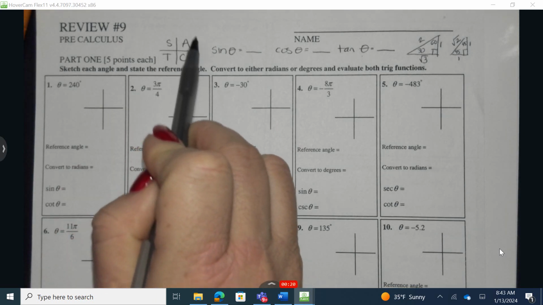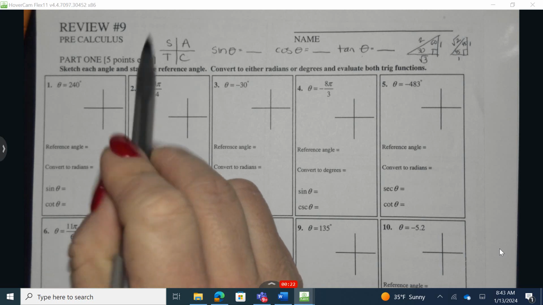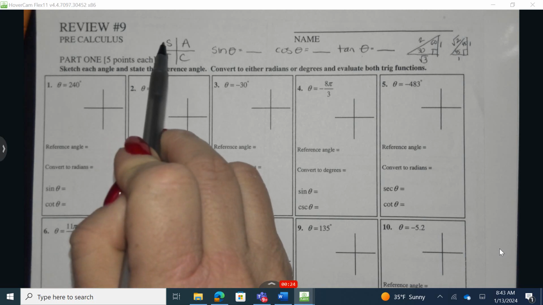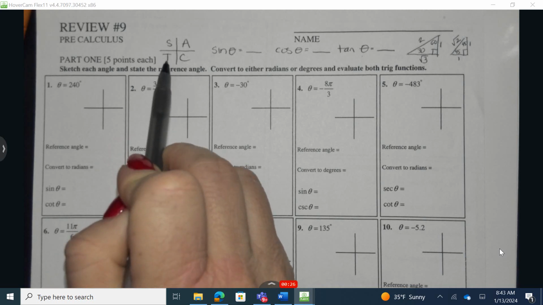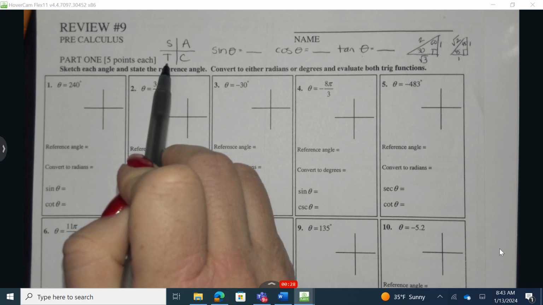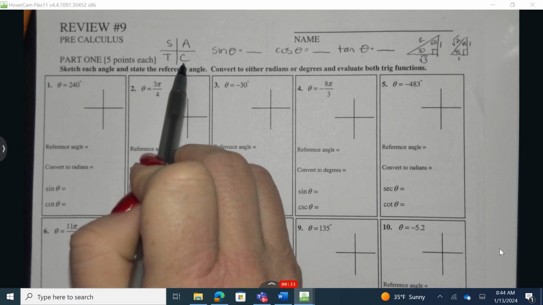It means all trig functions are positive in quadrant 1. Sine and its reciprocal cosecant are positive in quadrant 2. Only tangent and its reciprocal cotangent are positive in quadrant 3. And cosine and its reciprocal secant are positive in quadrant 4.